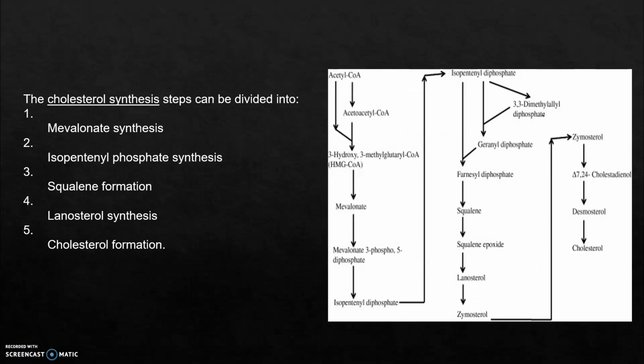The cholesterol synthesis steps can be divided into 1. Mevalonate synthesis, 2. Isopentenyl phosphate synthesis, 3. Squalene formation, 4. Lanosterol synthesis, and 5. Cholesterol formation. And you'll see to the right another diagram, which is basically just redesigned from the previous one to give you a little more detail in the steps and where it goes.